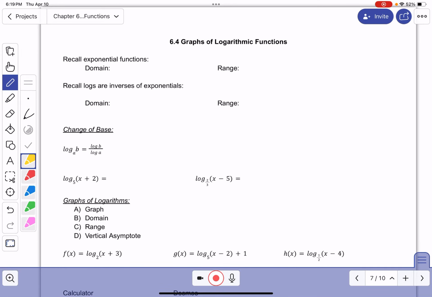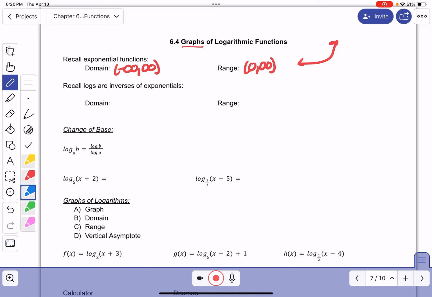Okay, this section is going to talk about 6.4, which is the graph of the logarithmic function. So if we go back to exponential functions, our graphs looked kind of like this. I mean, there were multiple shapes, but the domain is negative infinity to infinity, and the range of the parent function was 0 to infinity.